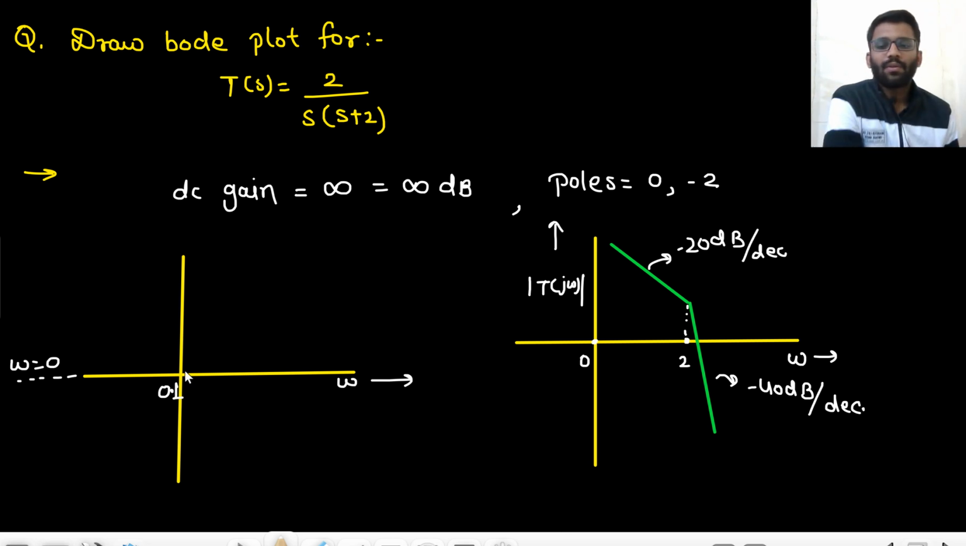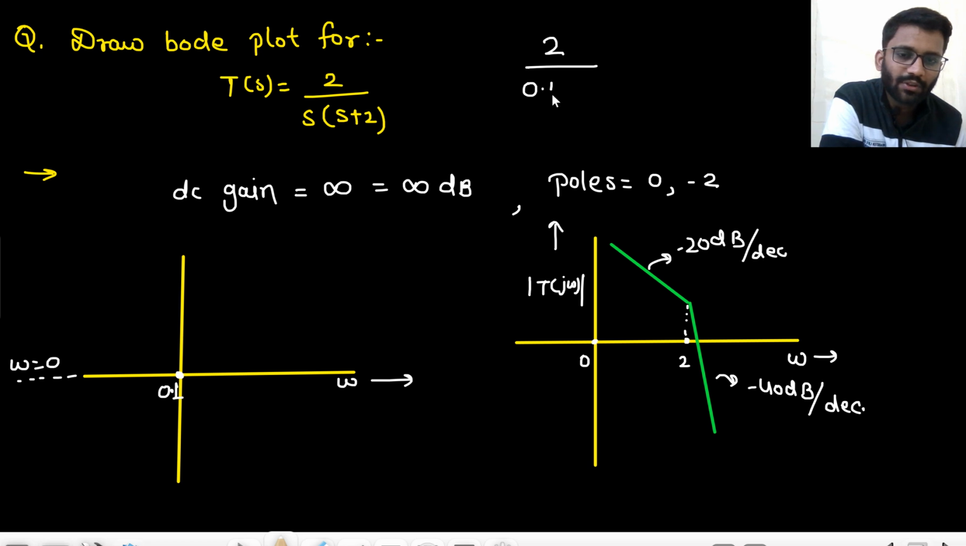Okay, now let's make the exact graph. So how will we make the exact graph? I need to find the gain at omega goes to 0.1. So what will be my gain at omega goes to 0.1? It is 2 upon (0.1 plus 0.1 whole square plus 2 whole square).